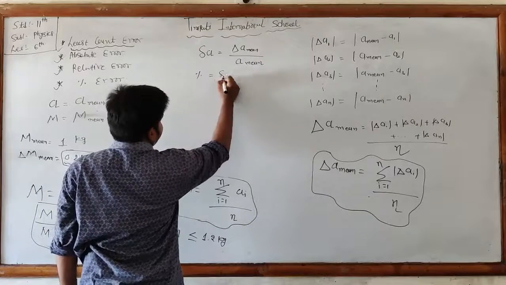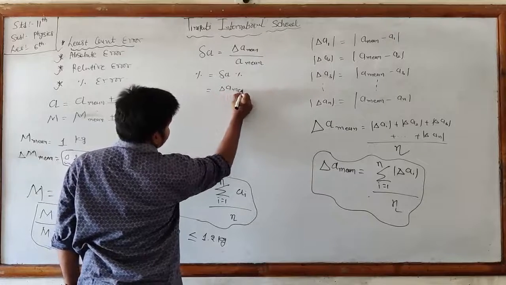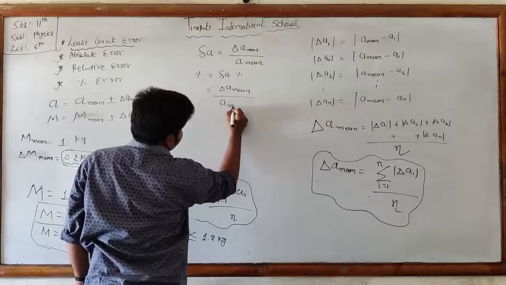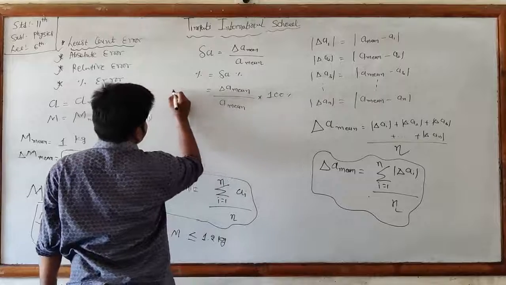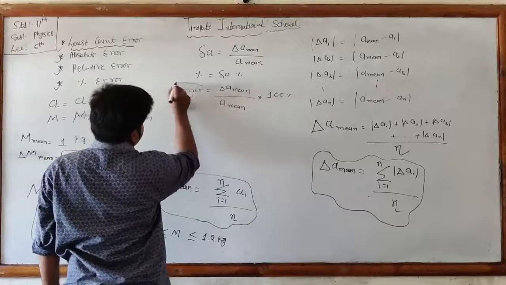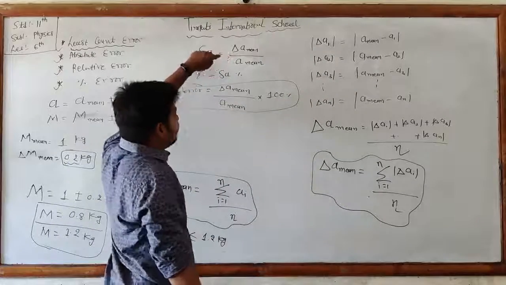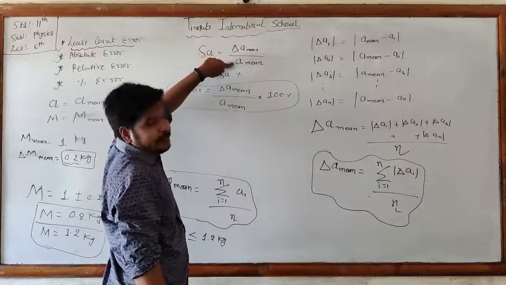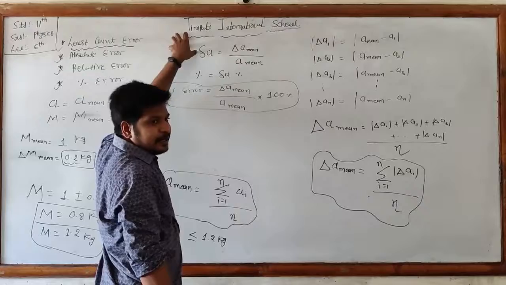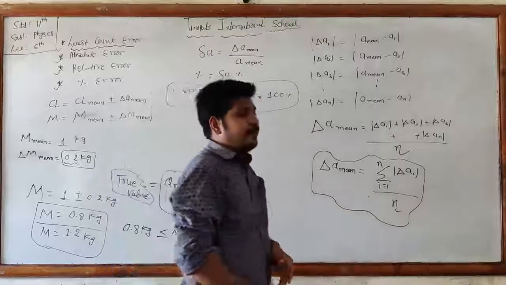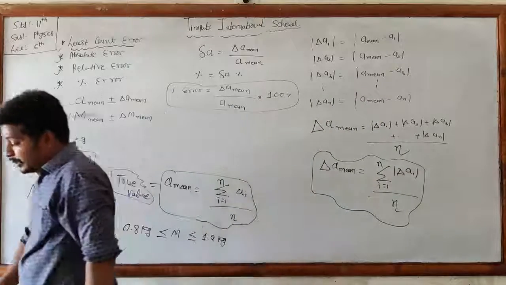Percentage error is delta A percentage, equal to delta A mean upon A mean multiplied by 100. So if you find the absolute error, then we can find the relative error: the absolute error divided by your true value. And if you get the relative error, you only have to multiply by 100, then you will get the percentage error.